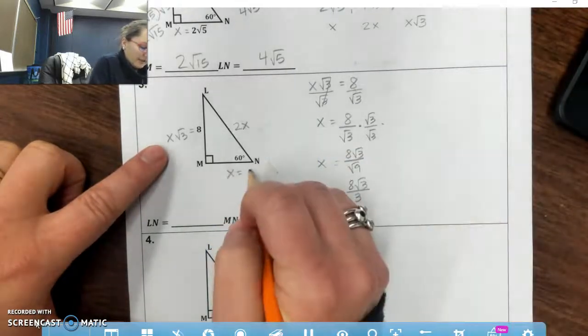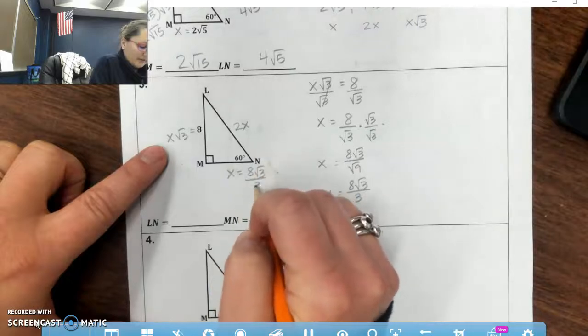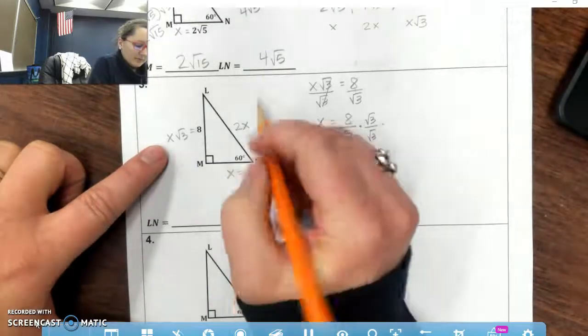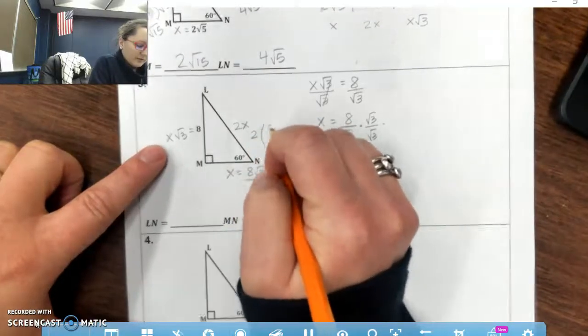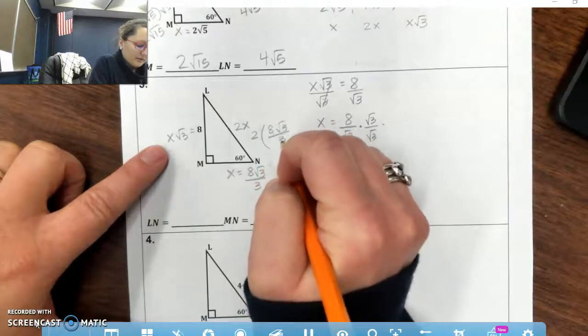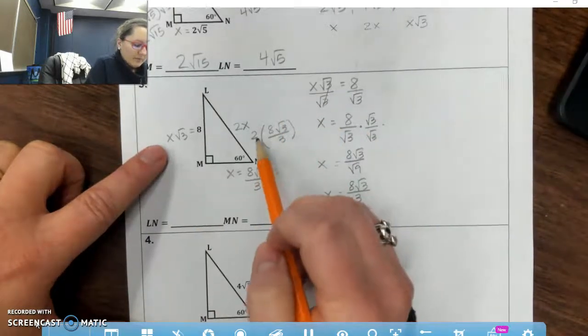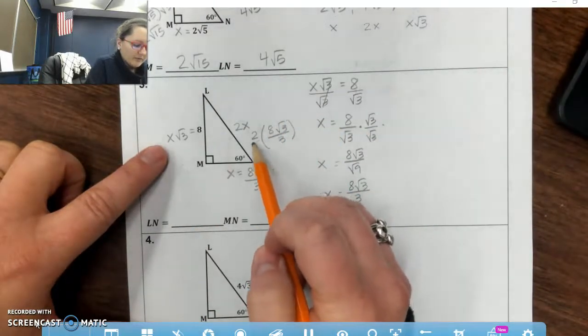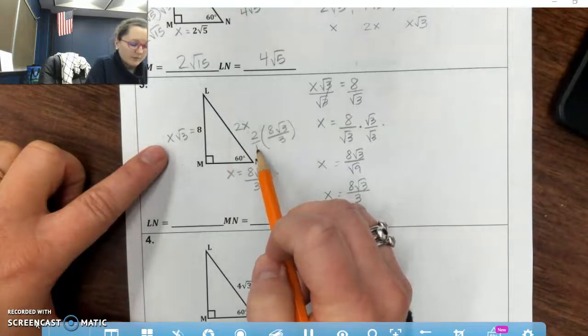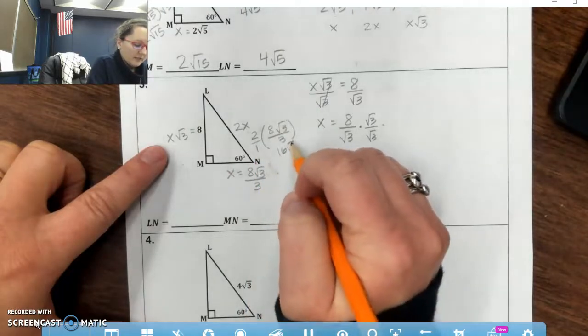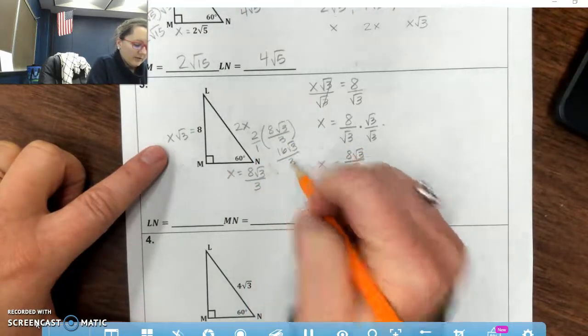And now I'm going to plug it in. 8 root 3 divided by 3. And now I'm going to plug it in here. 2 times 8 root 3 divided by 3. When I'm multiplying here, think of this as a fraction over 1 if it's a whole number. And we get 16 root 3 divided by 3.